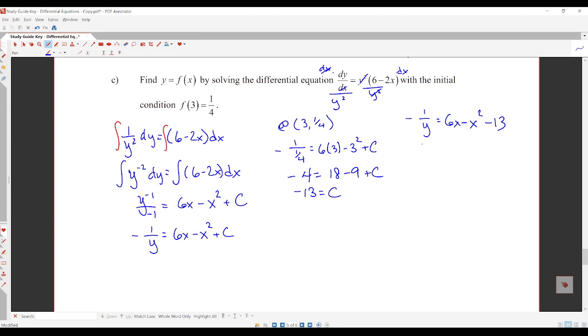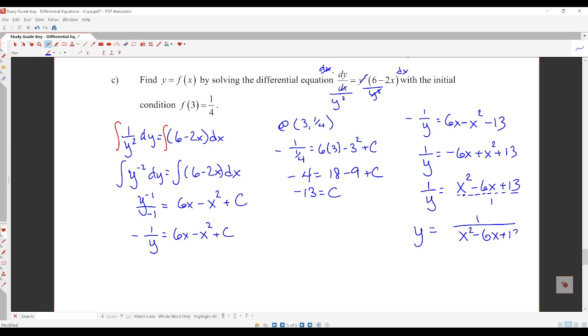Let's just negate everything, that is, multiply through by negative 1. I get 1 over y equals negative 6x plus x squared plus 13. And I'm going to just tuck that minus 6x inside. Now, however you want to handle this is up to you. I just prefer to think of this entire right side as over 1. So we are now going to flip, or reciprocate, both sides. And I get y is equal to 1 over (x squared minus 6x plus 13).